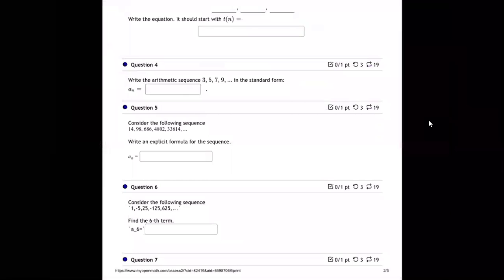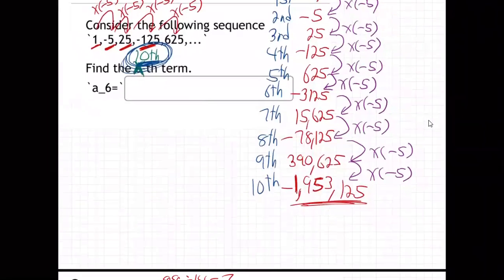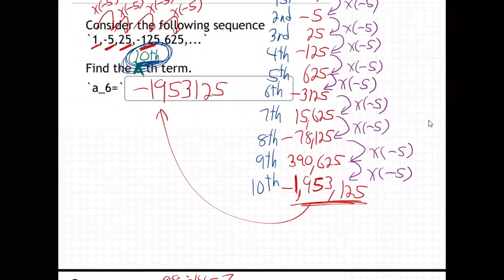So that's what they want. They want the 10th term: -1953125. I don't think we should put any commas in. It might confuse the computer. 1953125. There we go. There's the 10th term.